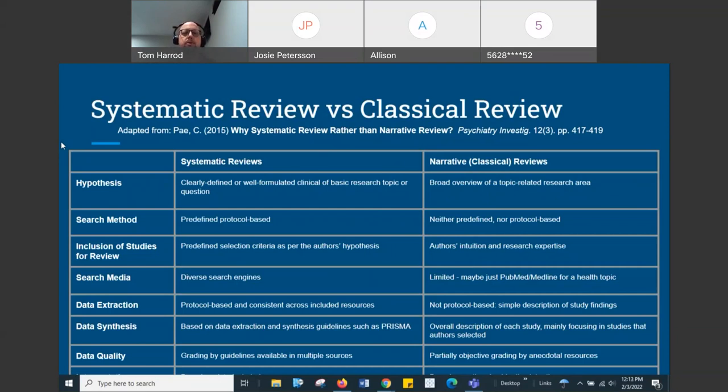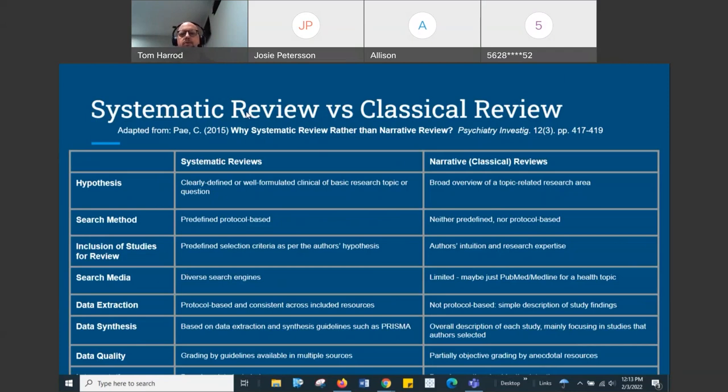Data extraction, again, is protocol-based for a systematic review. For a narrative review, it's typically a simple description of the study findings. Synthesis is guided by things like PRISMA guidelines that tell you the proper way to synthesize the data. Whereas for a classical review, it's often just a description of each study. And so on. You can see what some of the other ones are, but you can see the key differences between the two. And again, I'm not saying that a systematic review is the only type of review you should write. There's definitely a place for narrative or classical reviews. They're just different types of projects.